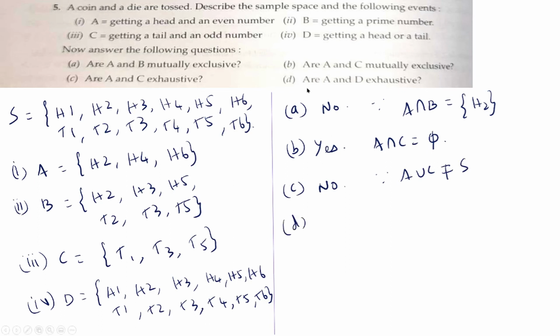And then we have, are A and D exhaustive? Here we can see A and D are exhaustive because D is the entire sample space. So the answer is yes. A union D is equal to the entire sample space. So A and D are exhaustive.